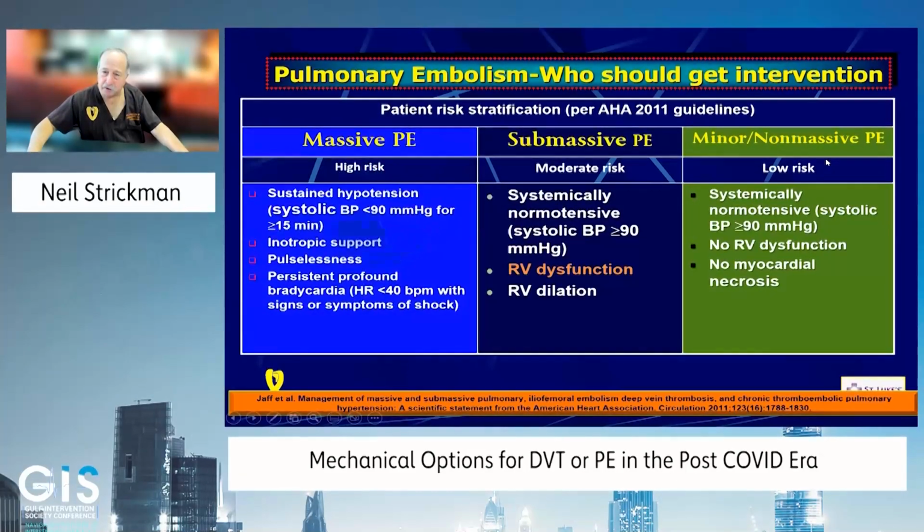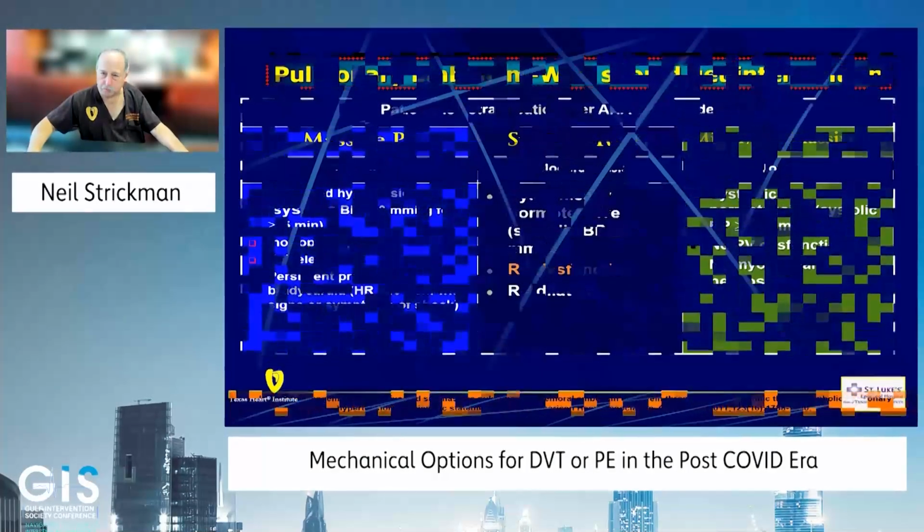And in massive PE, the highest risk of all, the patients are hypotensive, and this is a cardiogenic shock situation. They may be pulseless, they may have been on inotropic support, bradycardic, and this looks like typical shock as you're getting no blood through the pulmonary artery. These patients are intubated throughout this course.